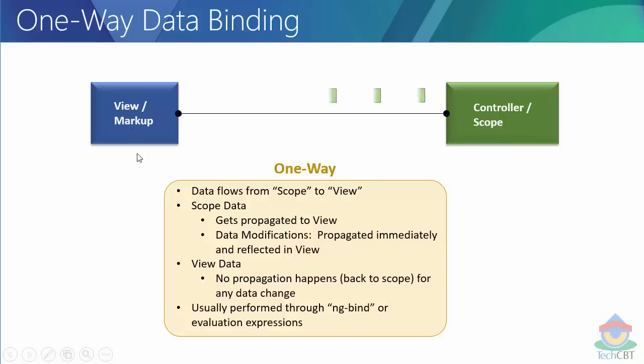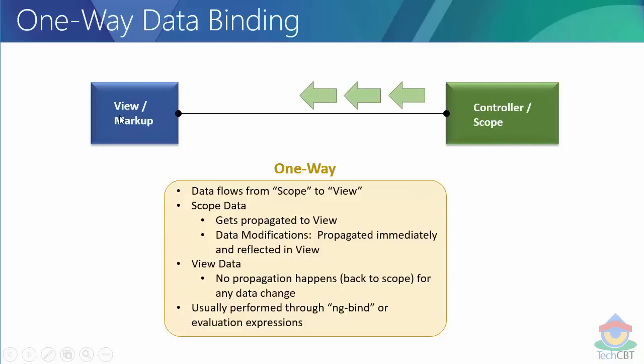And from the view perspective, no propagation happens back to the scope, which means view will not be able to send any information back to scope. It is only one way, that is only from scope to view, but not view to scope. So even though the view gets more information or some modifications from the user, it will not be able to send any information back to scope, as it is always only one way, that is from scope to view.